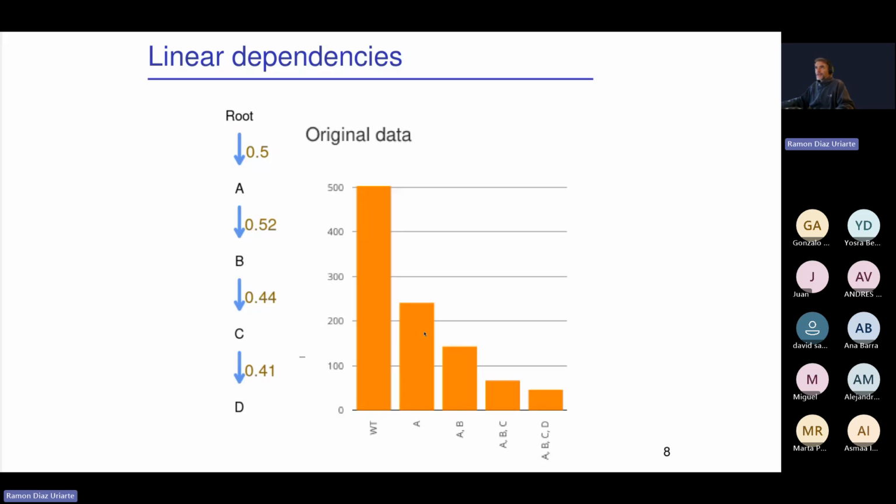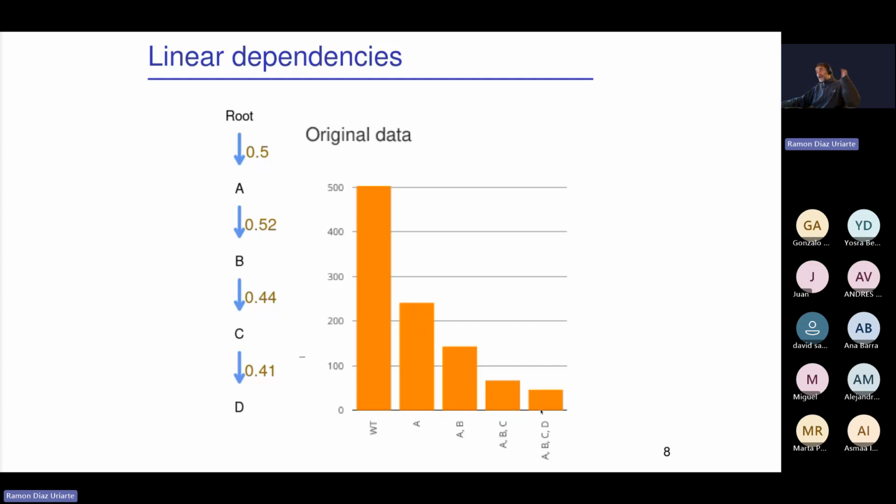This would probably be the simplest one. This is a linear dependency structure. So suppose we have a collection of subjects where about 500 of them have no mutation whatsoever. We are going to call them the wild type. Around 250 have only gene A mutated. About 150 have both A and B, etc.